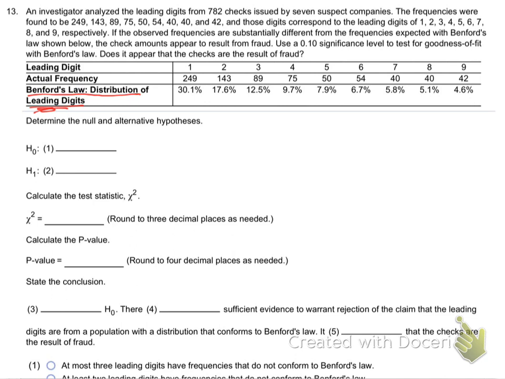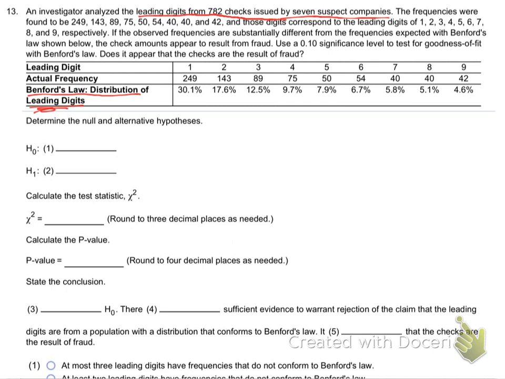An investigator analyzed the leading digit from 782 checks issued by 7 suspect companies. So they looked at just the front digit, 782 checks. What was the first digit in the amount of the check for 782 checks?